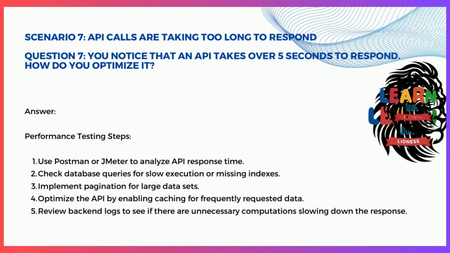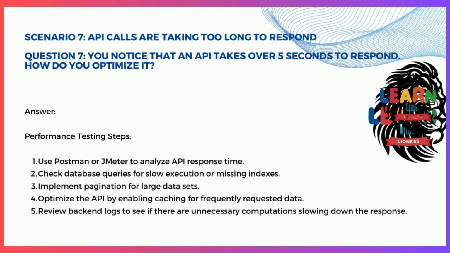Scenario 7. API calls are taking too long to respond. Question 7. You notice that an API takes over 5 seconds to respond. How do you optimize it? Answer. Performance testing steps. 1. Use Postman or JMeter to analyze API response time.